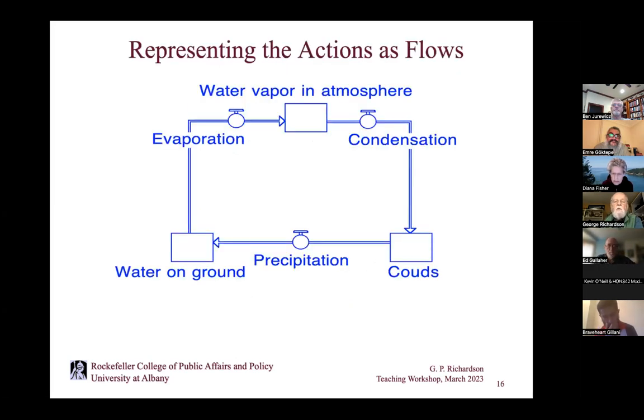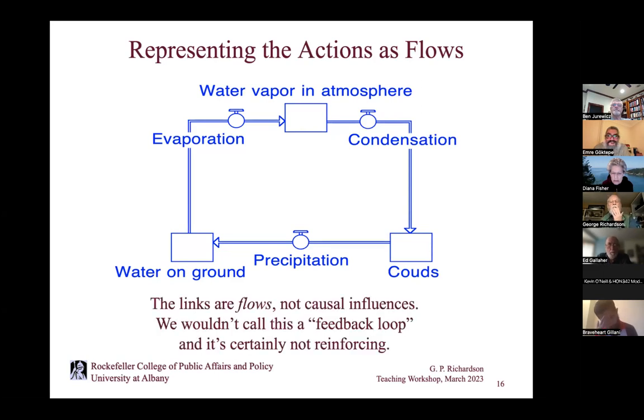And if you represent this in Stella, you get a picture that looks like this. Same words, but now we've got clear pipes and clear stocks. I hope that's vividly familiar to you all. So the important idea here is that the links in that CLD before are flows. They're not causal influences. We wouldn't call this thing in front of you right here a feedback loop. It's actually a closed loop of water moving around in the system. It's certainly not reinforcing. We don't get more water by having it flow around among those boxes.